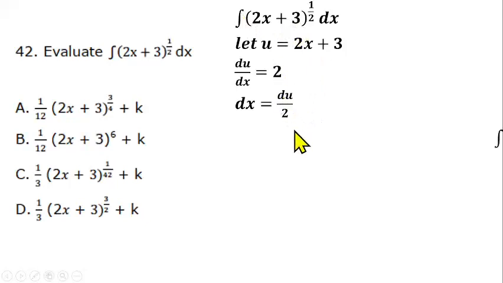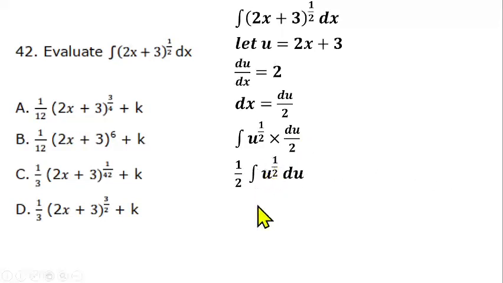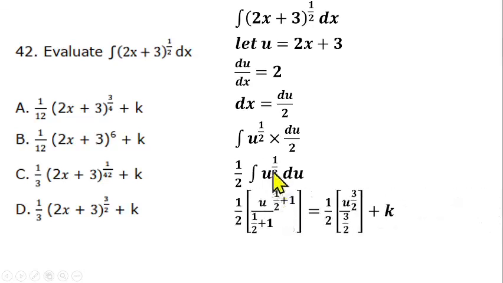Here you'll be having the integral of u raised to power 1 over 2, then times our dx, which is du over 2. From there, 1 over 2 is a constant. You have 1 over 2 integral u raised to power 1 over 2 du. Integrate this. That means you have u raised to power half plus 1 over half plus 1. If you simplify this, you have 1 over 2 times u raised to power 3 over 2 over 3 over 2, plus k.